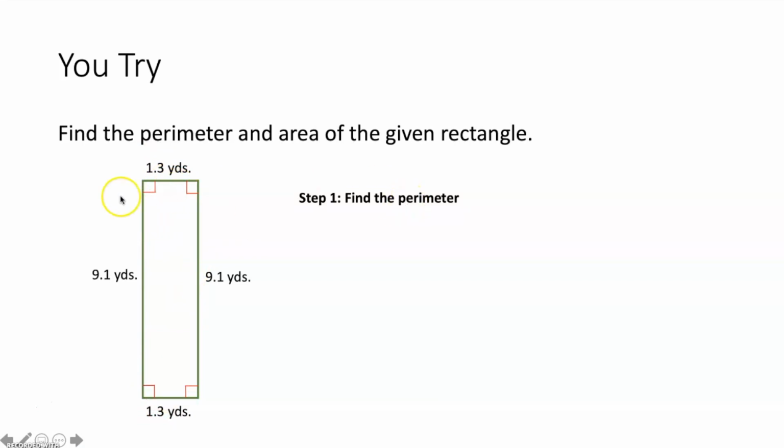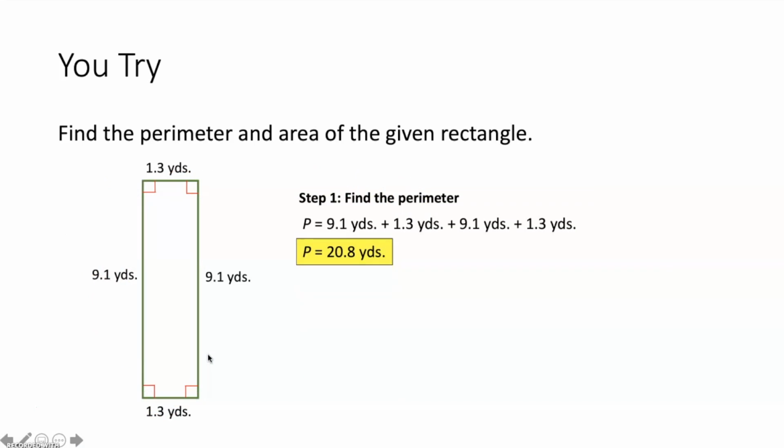Now to find the perimeter, all we have to do is add up all the measures of our given side lengths, and we end up getting that the perimeter of this rectangle is 20.8 yards.